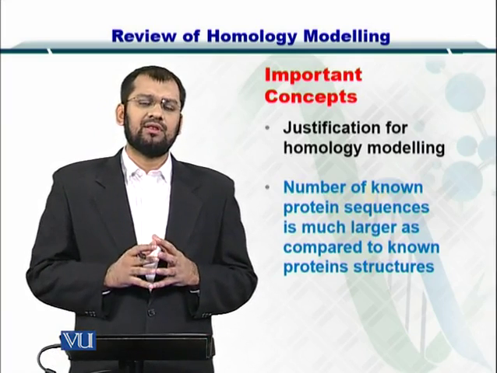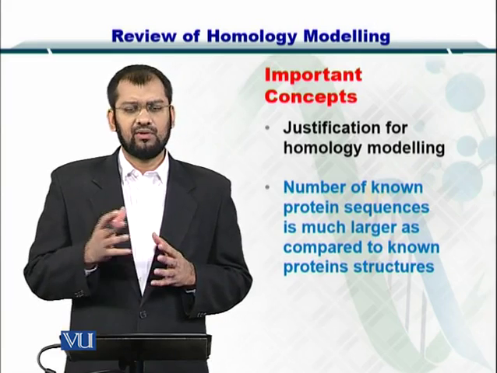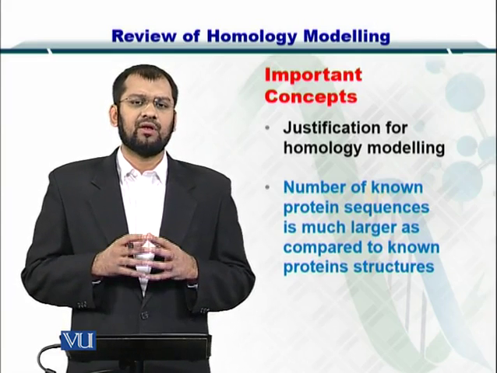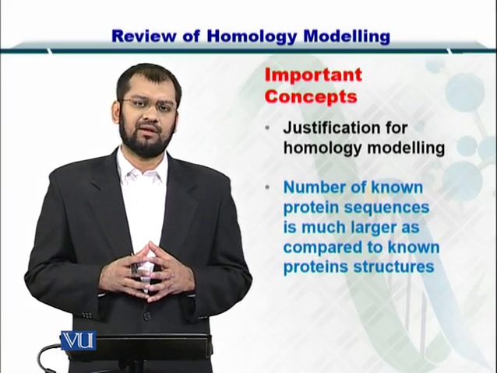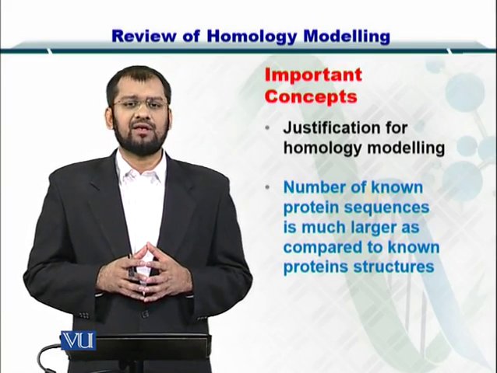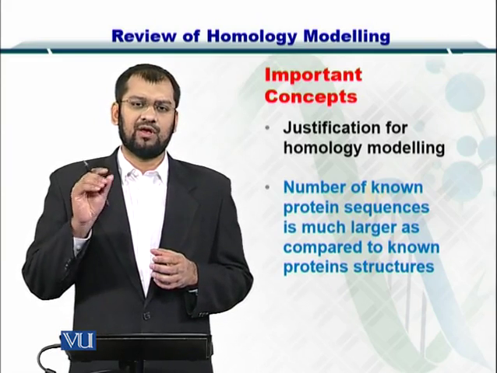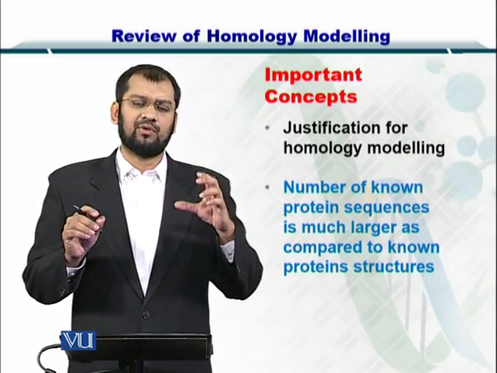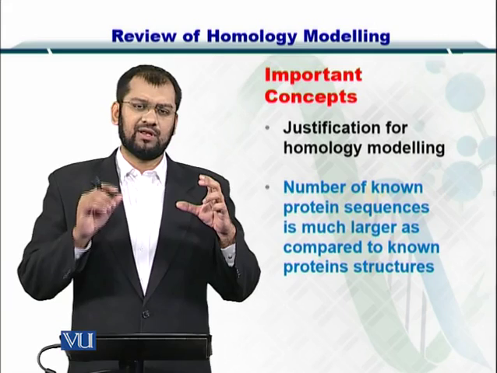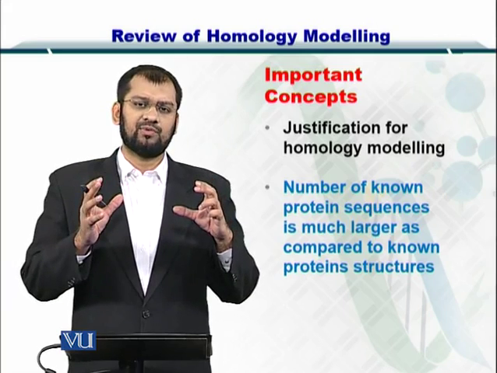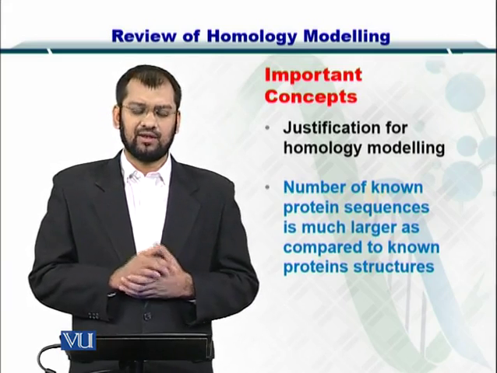So, given that we have these secondary and tertiary structures as well as quaternary structures, why do we need to go for structural modeling or homology modeling? The reason is that the number of structures that are known through experiments is very few as compared to the number of sequences that we have. So to predict the structures of a lot of proteins, we need homology modeling or structural modeling.